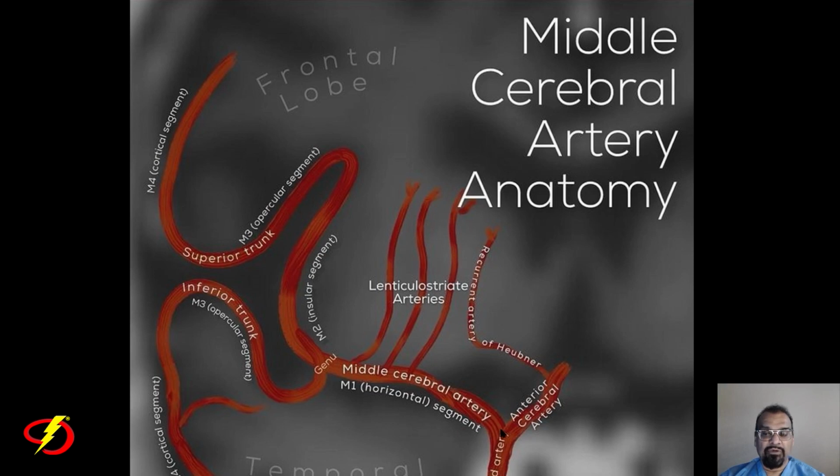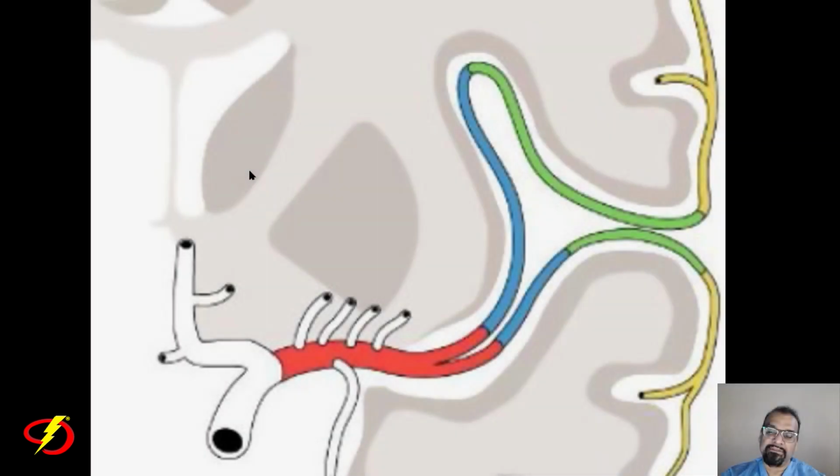Coming off this M1 or horizontal segment are these lateral lenticulostriate arteries. As this vessel bifurcates into superior and inferior divisions, and these vessels wrap up around the insular cortex, we call this the M2 or insular segment. As it comes down the frontal operculum, we call this the M3 or opercular segment. And as it extends over the cortex, we call this the M4 or cortical segments.